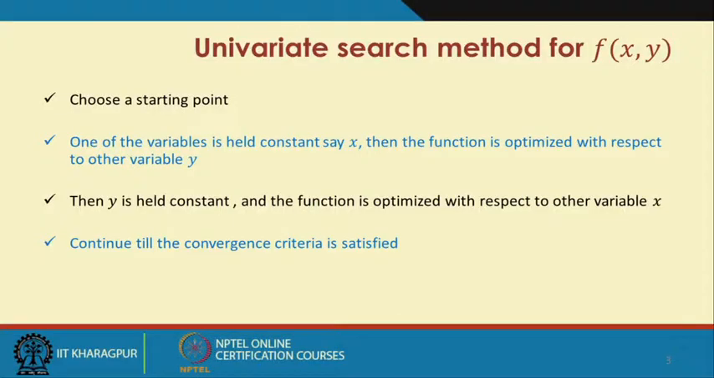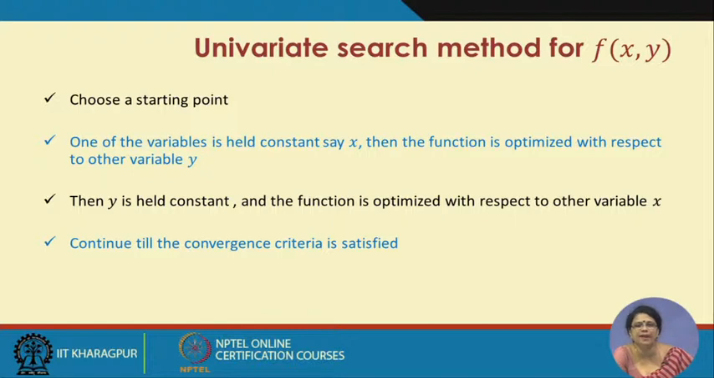The popularity of this method is there because of the easy calculation. Whenever we are considering a multivariate nonlinear programming problem in the univariate search method, we consider one variable at a time, keeping other variables constant. That is why, if there is a function f(x, y), we start from a point in the domain of definition of the function.